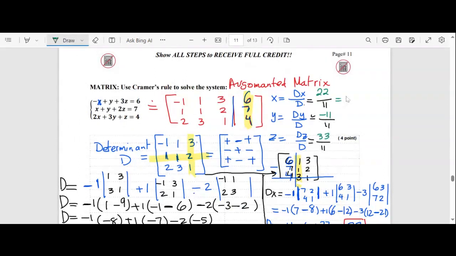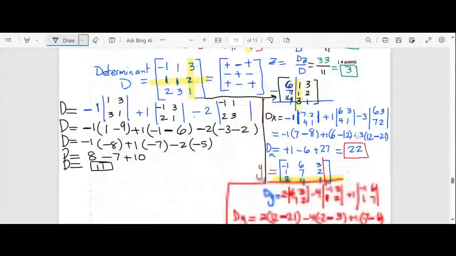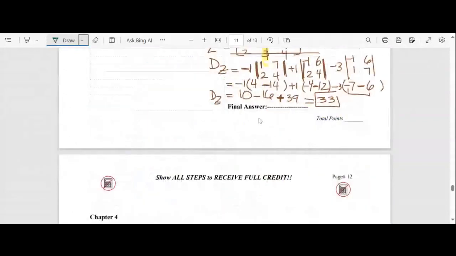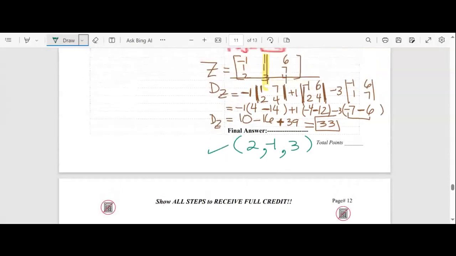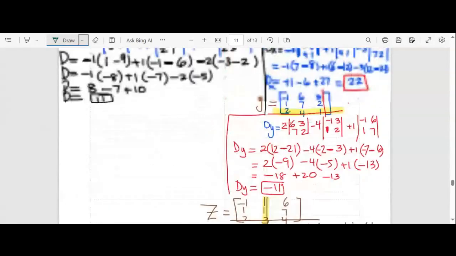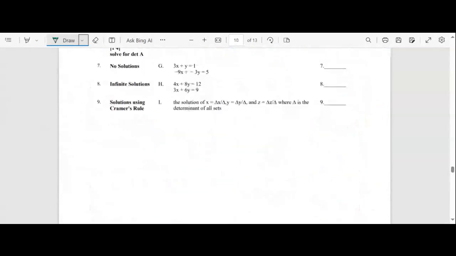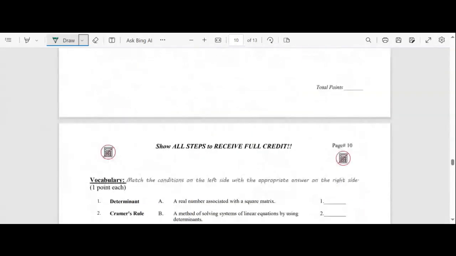So this will give you what? 2. This gives you -1. And this gives you 3. So your final answer, you write your final answer here. What are the answers? 2, -1, and 3. That's it. Easy? Okay. So let's move to the other one.